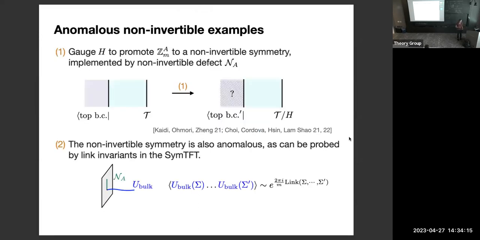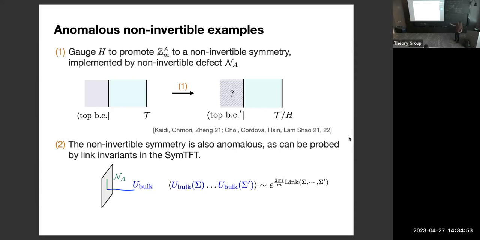So first, so that everything's invertible so far. So first, let's gauge the one form symmetry, and in doing so, I can promote, in examples such as this example, my zero form Z_M symmetry to a non-invertible symmetry. And this non-invertible symmetry will be implemented by a non-invertible defect, I'll call it curly N. So first I'm going to do some gauging to give me a theory with a non-invertible symmetry. And this is one example of a case where this works out.